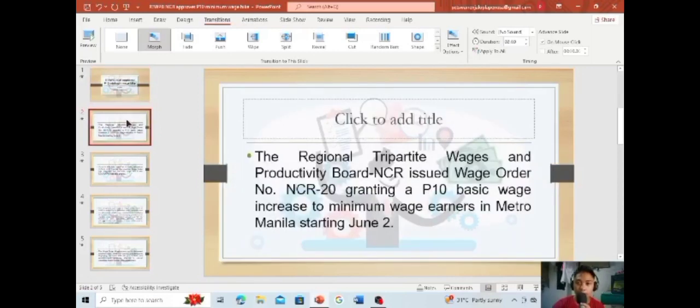So the Regional Tripartite Wages and Productivity Board of the National Capital Region issued wage order number NCR 20, granting a 10 pesos basic wage increase to minimum wage earners in Metro Manila starting June 2.